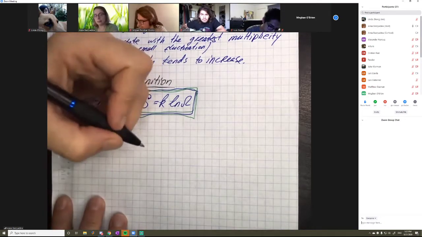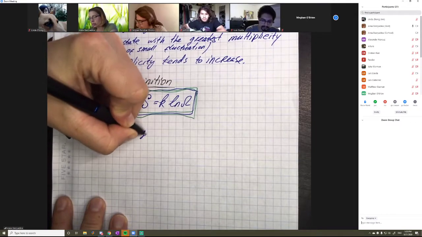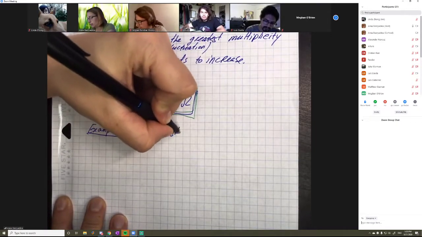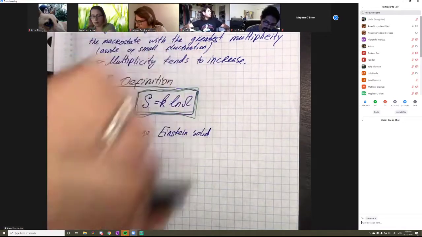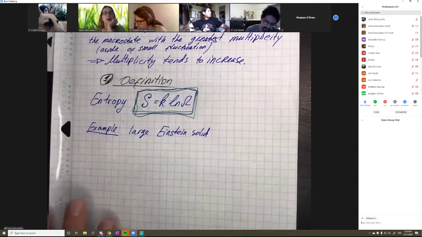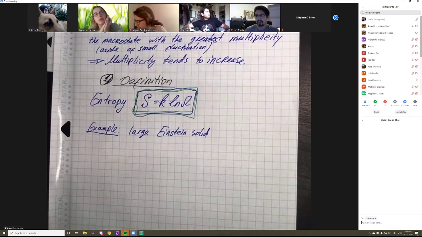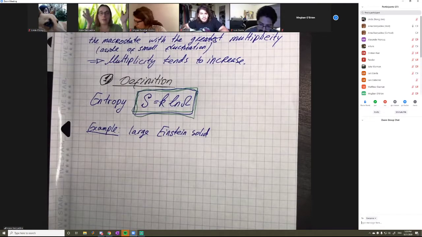So let's look at an example where we have large Einstein solids. Guys, who could remind me what Einstein solids are? What's special about them? We can have a number of oscillators and give them units of energy, and there is no limit on how much energy could be in each oscillator. It's the same as having a number of people and some change, and there is no limit on how many coins one person could hold.